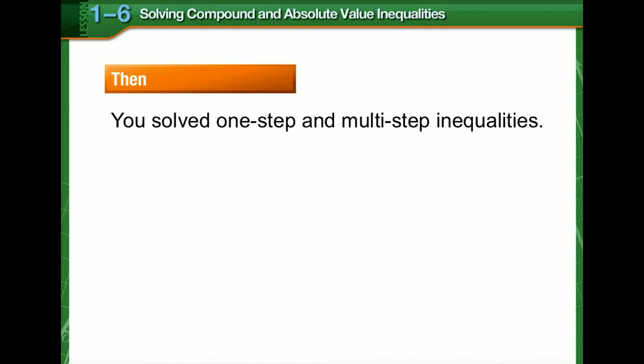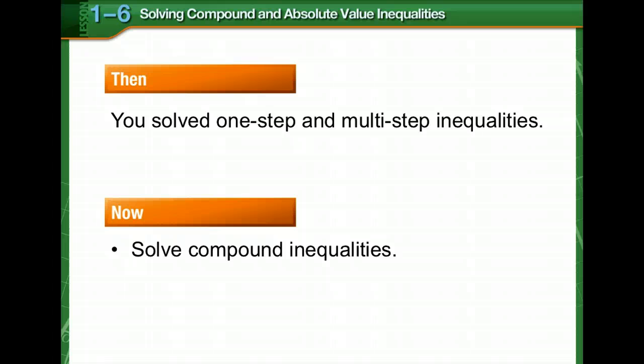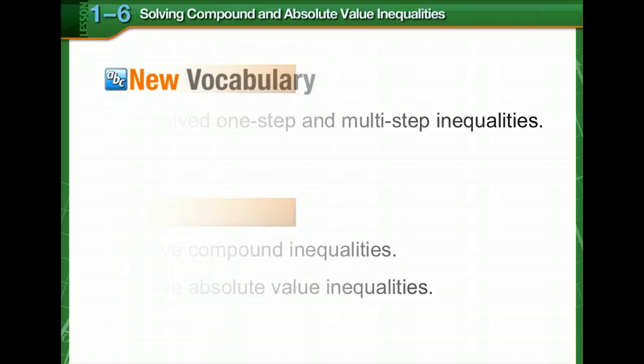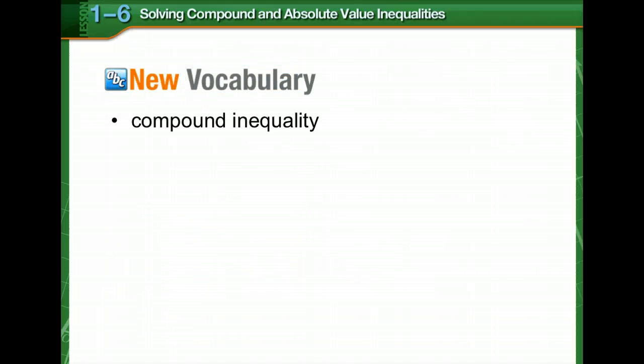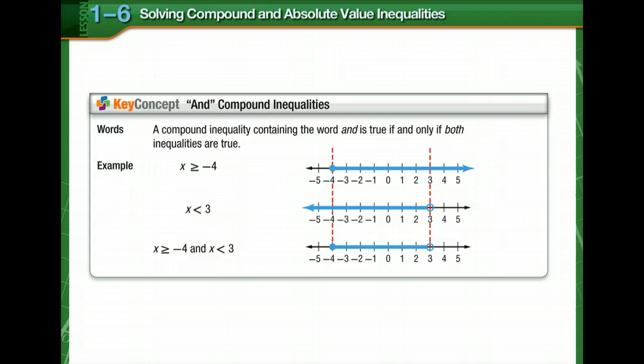So previously we've solved one-step and multi-step inequalities. Today our objectives are that we will solve compound inequalities and we will solve absolute value inequalities. And our vocabulary is compound inequality, intersection, and union. So looking at this key concept, we're looking at the and of compound inequalities. A compound inequality consists of two inequalities joined by the word and or the word or.